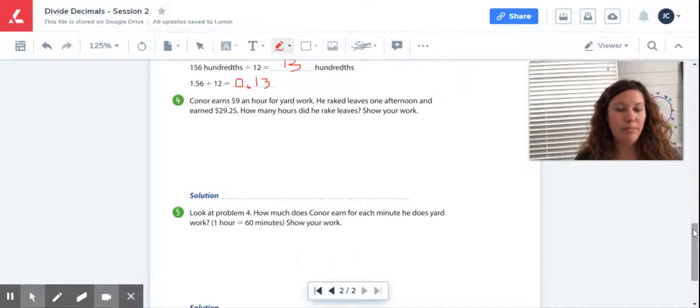Okay, number 4. Connor earns $9 an hour for yard work. He raked leaves one afternoon and earned $29.25. How many hours did he rake leaves? Show your work. So I'll split this in half, and I'll do it the multiplication way, and I'll do it the standard algorithm way. So I'm going to draw my line here.